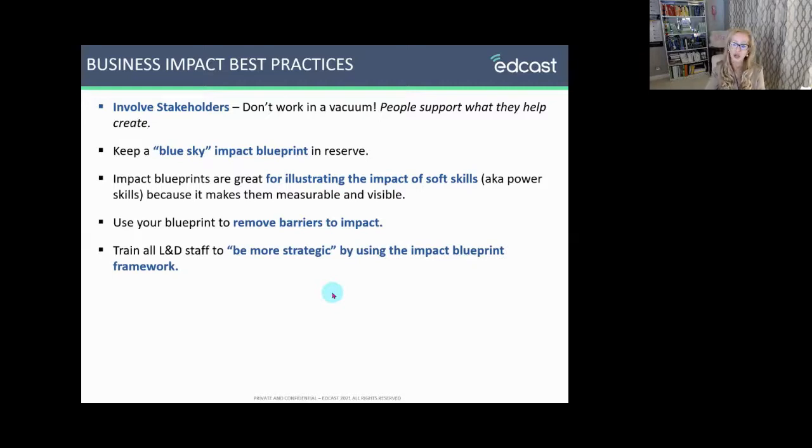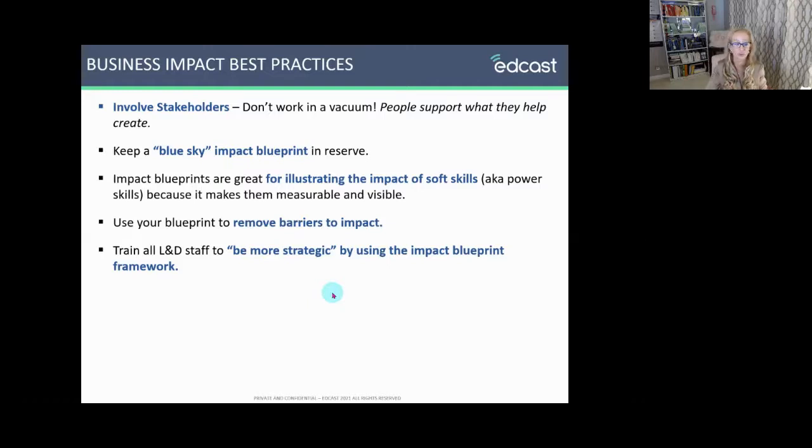And you can train all L&D staff to be more strategic by using the impact blueprint framework. So when you have an instructional designer working on a program or somebody in an analytics team that's just focused on maybe crunching the numbers, always ask them to think about the impact. And they think through the impact blueprint, that will help.